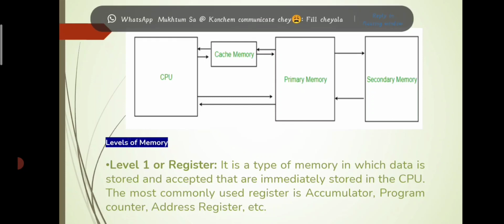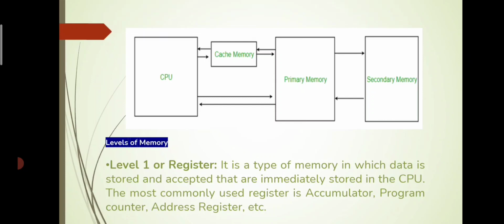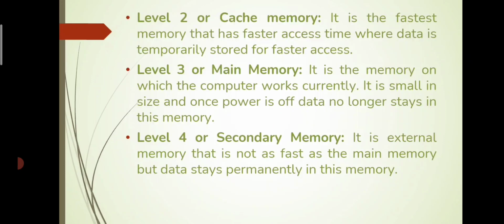So first one, level one or register. It is a type of memory in which data that is immediately needed is stored and accepted in the CPU. The most commonly used registers are accumulator, program counter, address register, etc. Level 2 or cache memory. It is the fastest memory that has faster access time, where data is temporarily stored for faster access. As I said earlier, the cache memory is the fastest, but its size is also small.